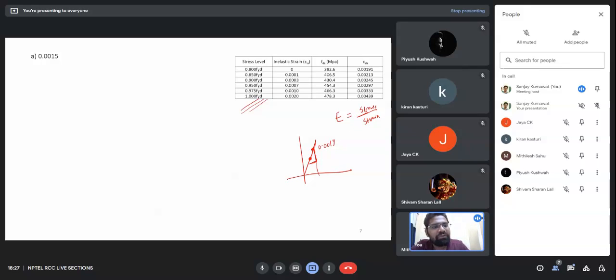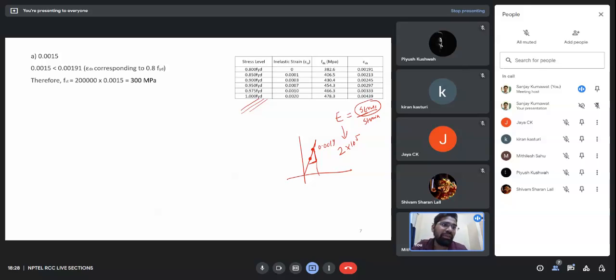So we have 0.0015 which is lying in the linear zone of this graph. So we can calculate the stress value directly. We know E of steel. What is E of steel? 2 into 10 to the power 5 MPa. Then we can multiply it by the strain, 0.0015, and we can get the stress value. That's what is done over here. It's very easy.